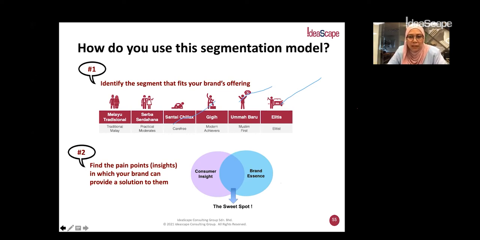I would say that BMF is mainly the Umah Baru and Gigi. And mind you, I say this again, you're not just one segment. Any one person would tend to be more than one, at least two, because there's a dominant and there's a recessive persona going on in our mind. So I think the growth of BMF is driven by the Umah Baru and the Gigi. Every one of the Malays would carry a dominant and recessive, at least two groups. I may have three.